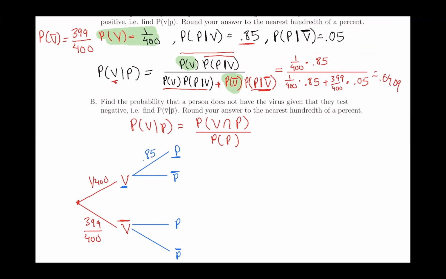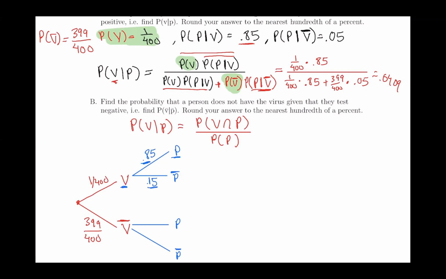One thing you have to know is that the branches should always add up to 100%. If this is 85% or 0.85, this value, when added to 0.85, should add up to 1 or 100%. So 0.85 plus 0.15 adds up to 1. If the probability you test positive is 85%, the probability you test negative is 15%. They always have to add up to 1 or 100%.